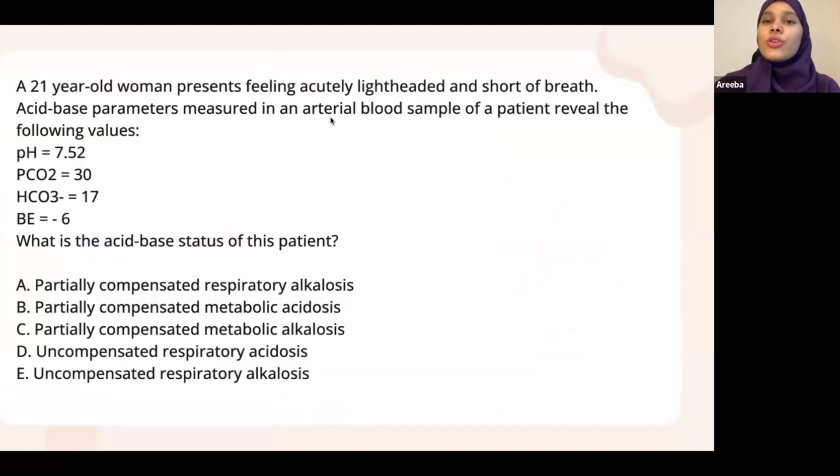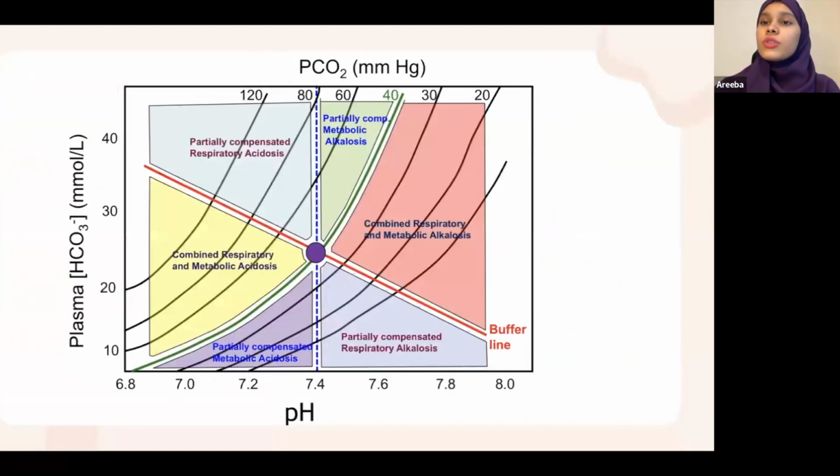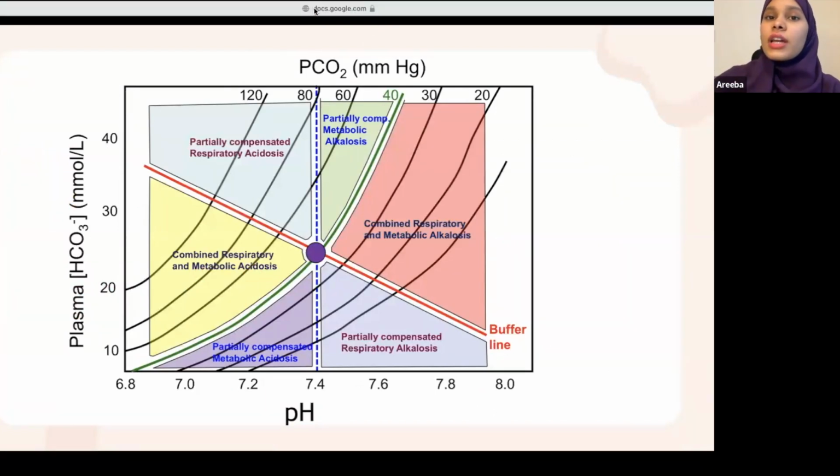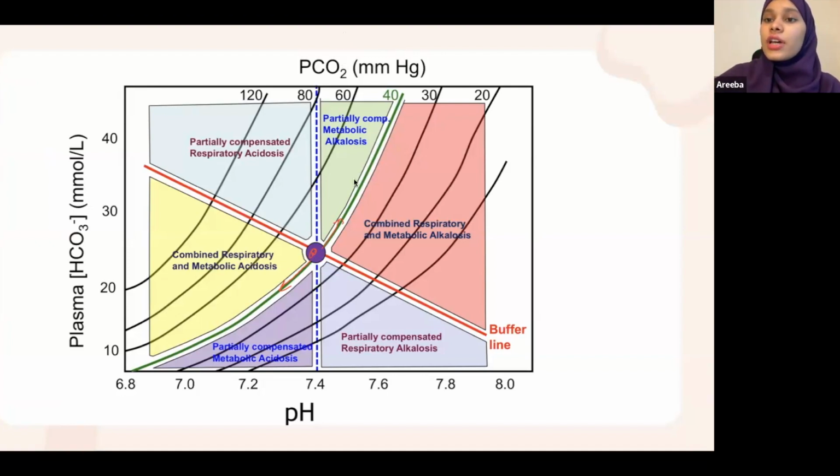Okay. So this is just to summarize the whole thing. If there is any metabolic cause, this point is going to move along the isobar, okay? Because the PCO2 is not changing. The changes are happening because of anything else in the body. And if the changes are respiratory, then it's going to shift along the red line, the buffer line, basically.